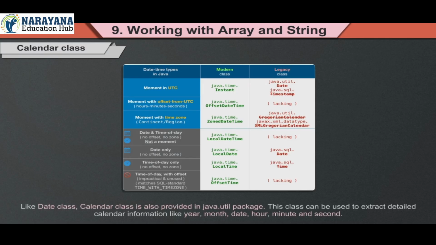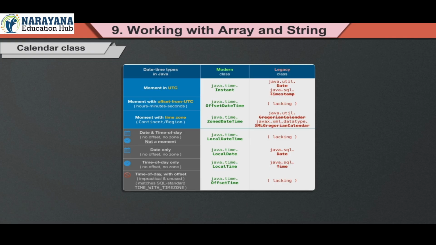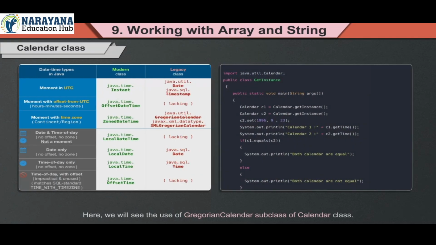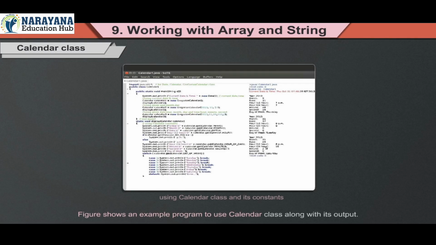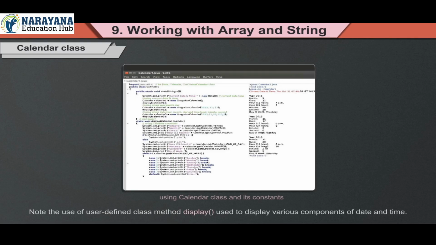Calendar class. Like the Date class, the Calendar class is also provided in the java.util package. This class can be used to extract detailed calendar information like year, month, date, hour, minute, and second. Here we will see the use of GregorianCalendar, a subclass of the Calendar class. The figure shows an example program using the Calendar class along with its output. Note the use of the user-defined class method display() used to display various components of date and time.